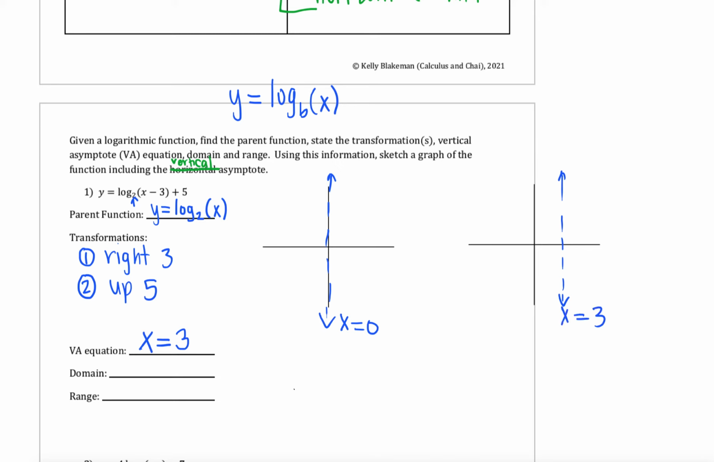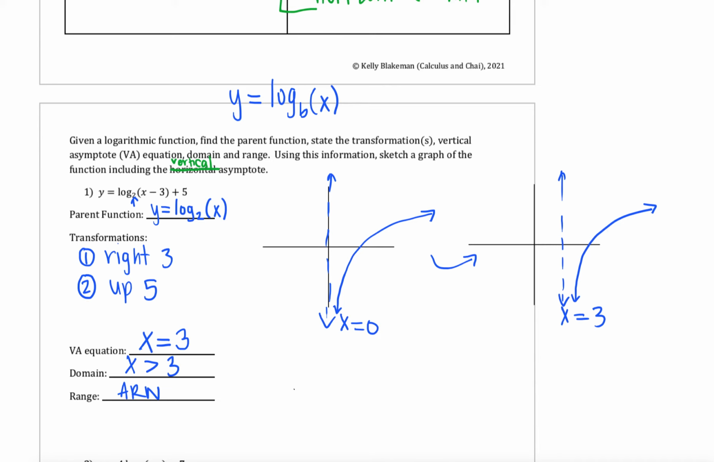Our domain is also based off of this vertical asymptote. So our original log function started off slowly increasing over time with a domain of x is greater than 0, but as the graph shifts to the right, our domain now is going to be x is strictly greater than 3. Our range, since we have a log function, is all real numbers because this graph continues up as well as continues down. So it goes all the way up to positive infinity, all the way down to negative infinity.